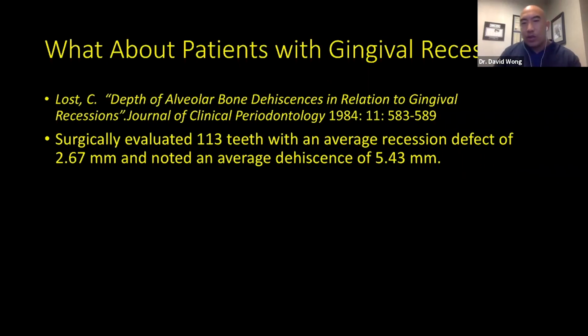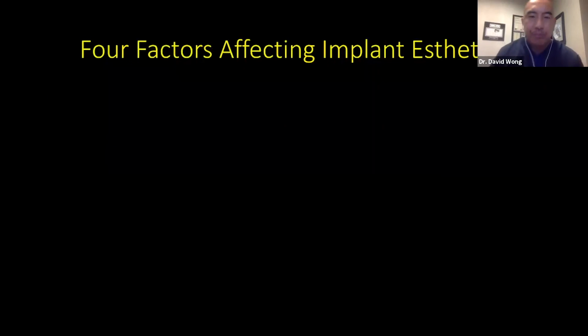Patients with gingival recession. So if you take out a tooth and the tooth already has recession, keep in mind there's an underlying dehiscence there. It's an average of about 5.5 millimeters. So consider that whenever you're talking to your patient about an immediate implant. Sometimes it's probably not that great of an idea.